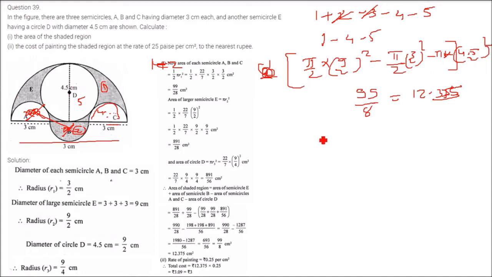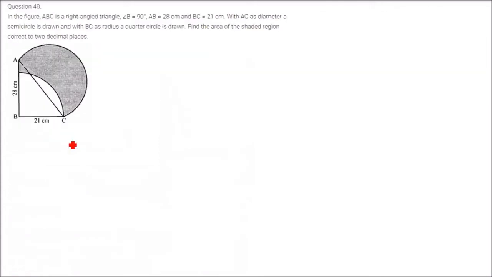Okay, so when we compute this, we are going to get this 12.375 centimeter square. Now what is the rate of the painting? It is 25 paisa per centimeter square. So you just have to multiply this with 25 by 100, because 25 by 100 is in rupees, so it will be actually 0.25. So this will come as 3.09 rupees. Just say that it is 3 rupees.